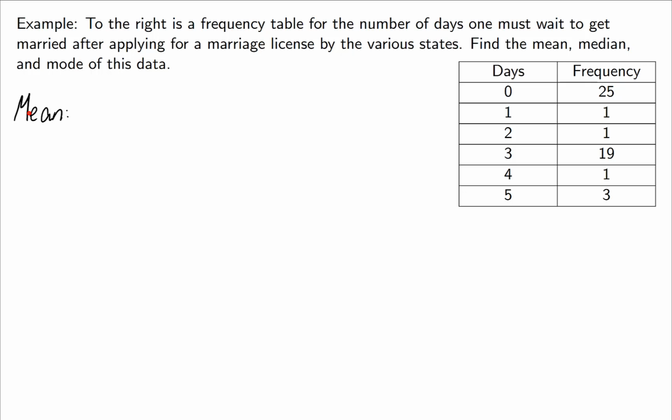If we were to add this up, 0 occurs 25 times. We really don't have to write that down, but I'm going to do it for the sake of completion. 1 day occurs 1 time. 2 days occurs 1 time. 3 days occurs 19 times. 4 days occurs 1 time. And 5 days occurs 3 times.